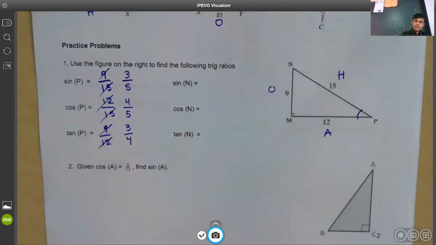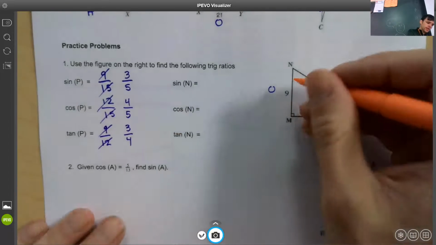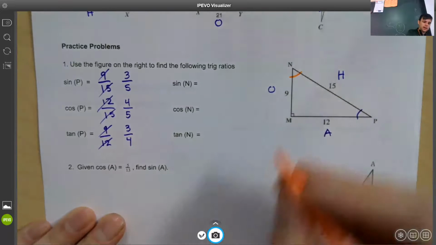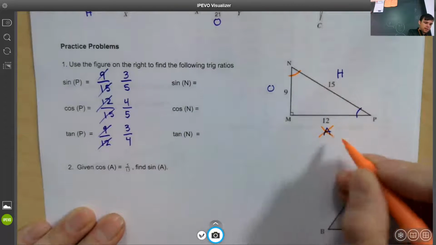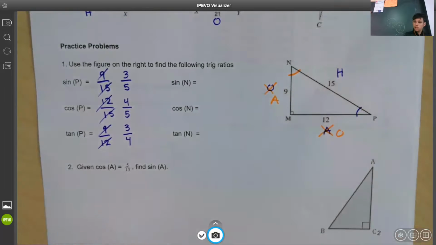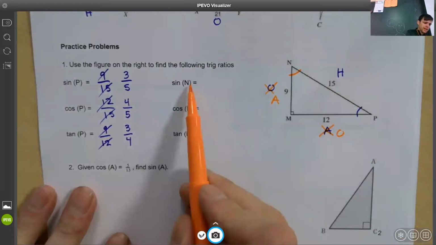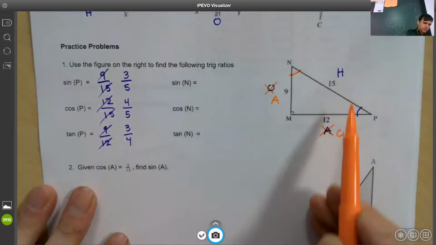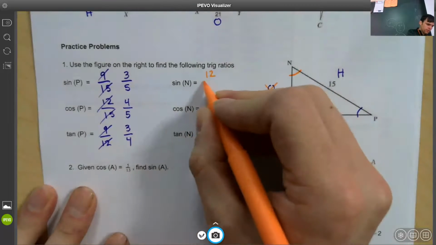We're going to go ahead and take a look now at angle N. So angle N changes things a little bit. Remember, now this side over here is now the opposite, and this side here is now the adjacent. Hypotenuse is still the hypotenuse. So the sine of angle N is opposite over hypotenuse, that is 12 over 15.